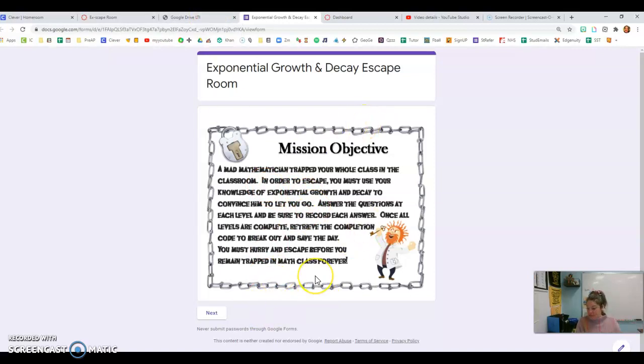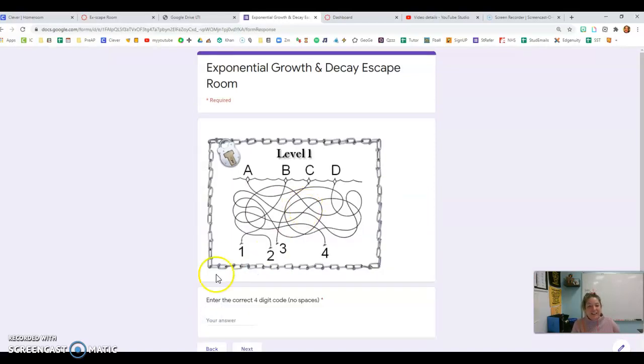And go ahead and go do this escape room. So you can see here the mission objective is a mad mathematician, right? Traps your whole class in the classroom. In order to escape, you have to use your knowledge of exponential growth and decay to convince him to let you go. So you're going to answer the questions at each level. Be sure to record your answer, and I'm going to show you where to do that in a second. Once all levels are complete, retrieve the completion code to break out and save the day. Okay? You must hurry, obviously, and escape before you remain trapped in math class forever.